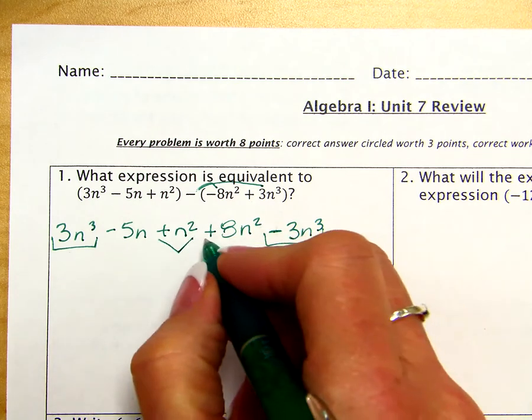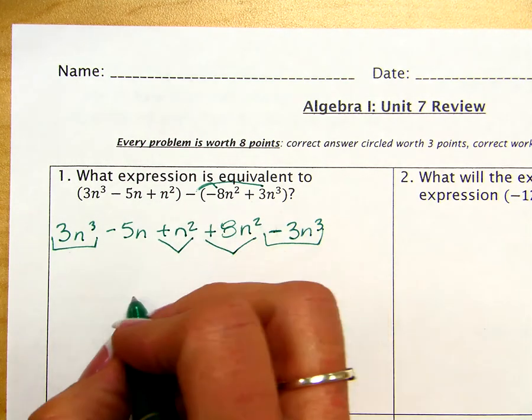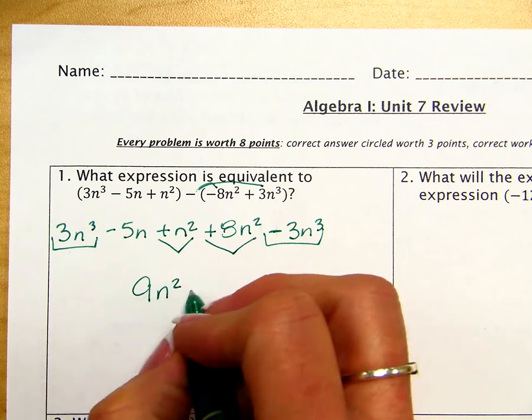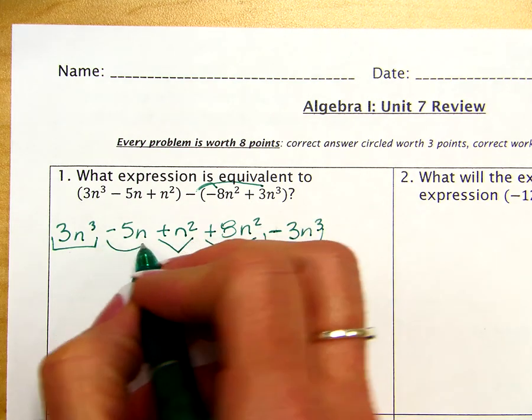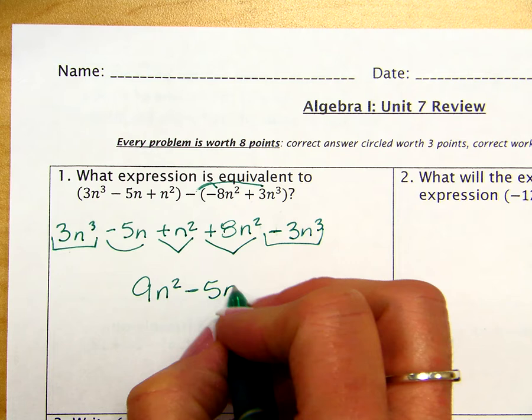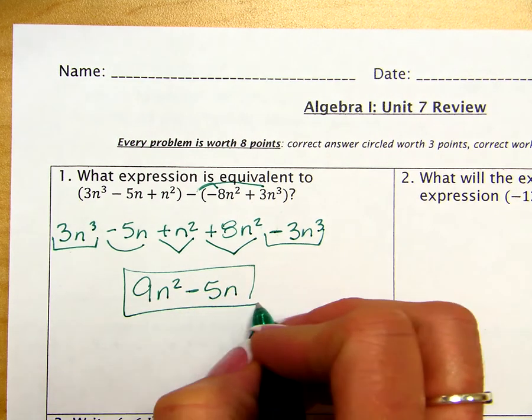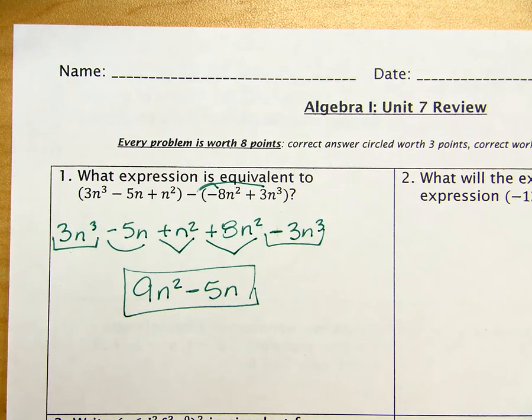We have our n squared terms here. 1 plus 8 is 9. And then finally we have our n term. So we end up with 9n squared minus 5n.